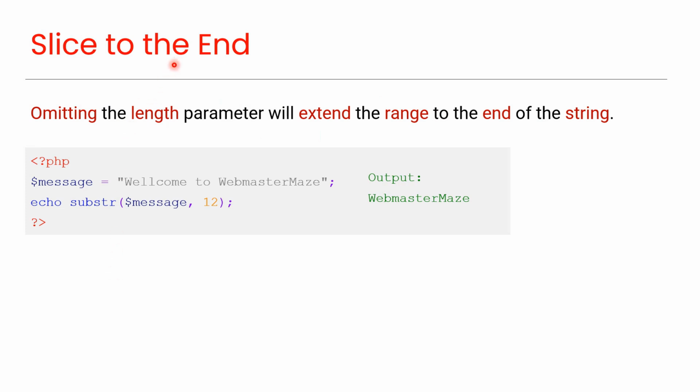Slice to the end. Omitting the length parameter will extend the range to the end of the string. For example, here we have a string and we want to start the slice at index 12 and go all the way to the end, which is from here to here. As you can see in this output.